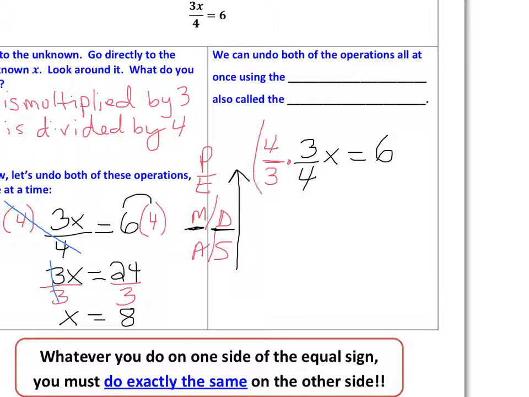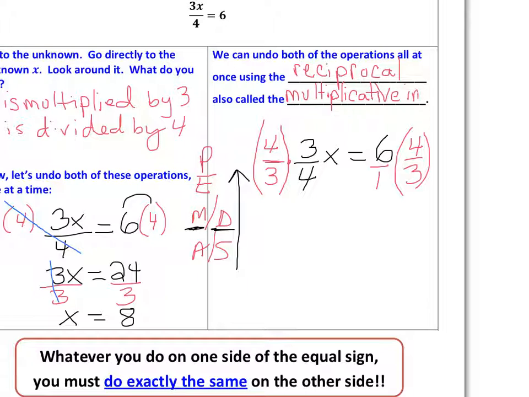So in this case, we can multiply both sides by this fraction 4/3. And what do we call that when we reverse the position of the numerator and denominator? We call that the reciprocal. So we're actually multiplying both sides by the reciprocal. And another word for that, as we learned, is the multiplicative inverse.